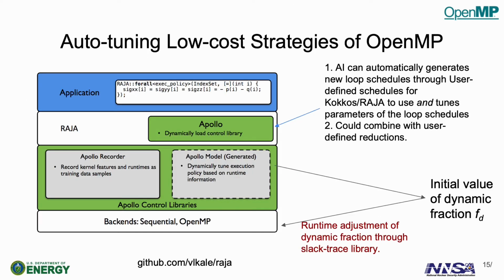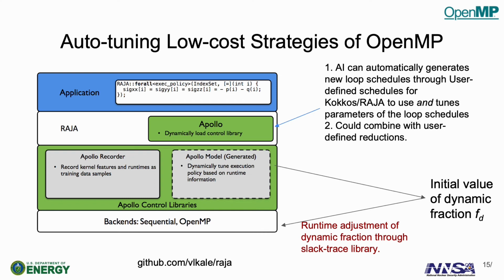So putting this together, we now have a way to identify and represent low-cost strategies in OpenMP within the performance portable library of RAJA. And so now, how can we really make use of this and tune these low-cost strategies within RAJA?